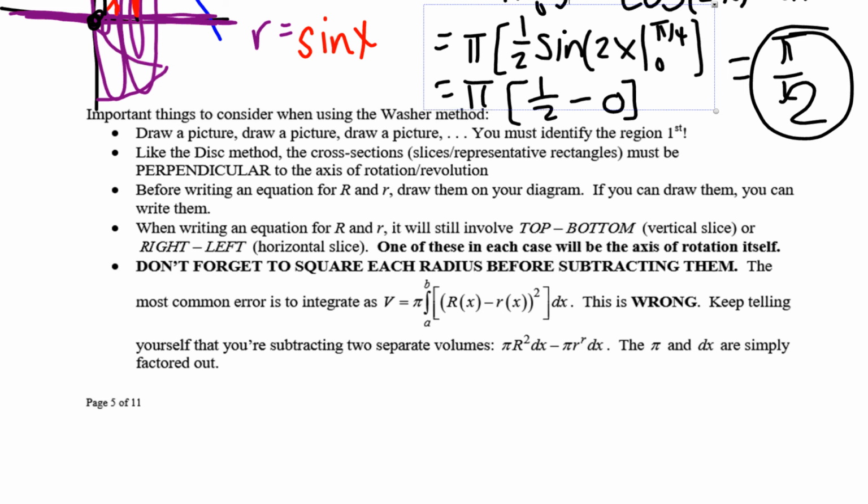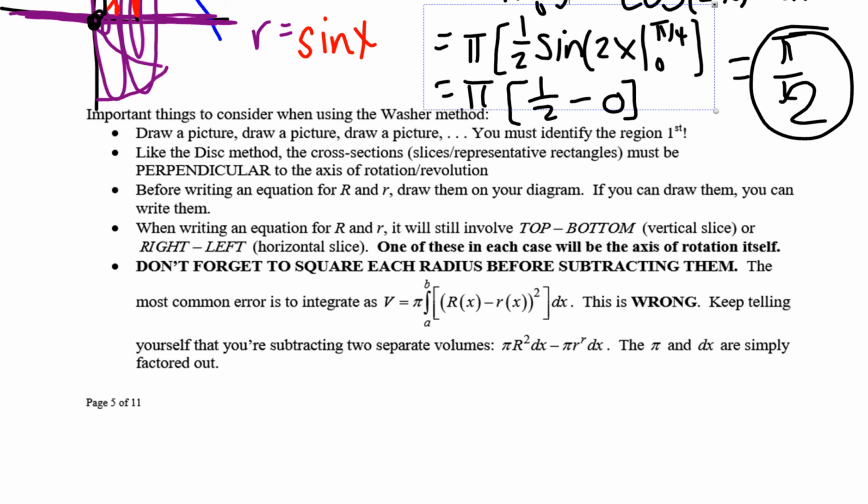Okay, so very important things to remember. Draw a picture. You have to identify the region first. That helps you to figure out what each R value is. We're using slices that are perpendicular to the axis of rotation. And this is a good idea: before writing an equation for big R or little r, draw them on your diagram. If you can draw it, then you can write it. So we're either going to be doing top minus bottom, just like when we did area, or right minus left.